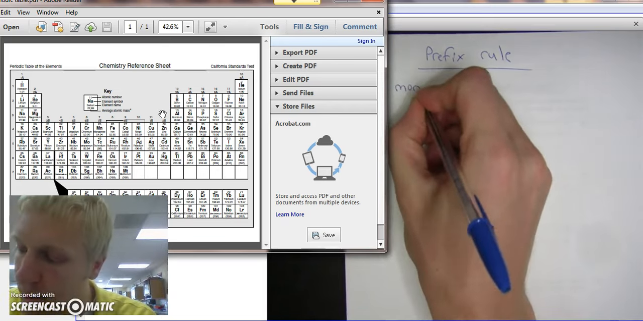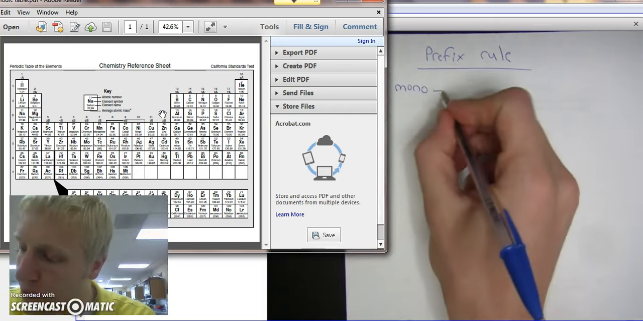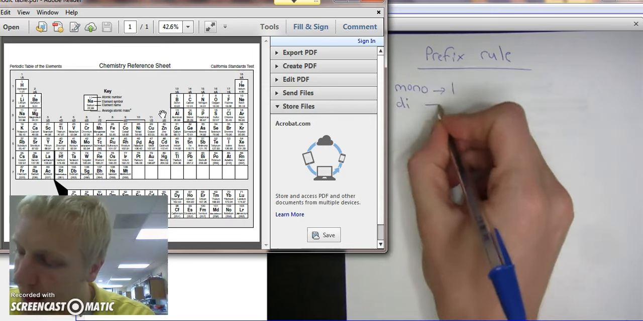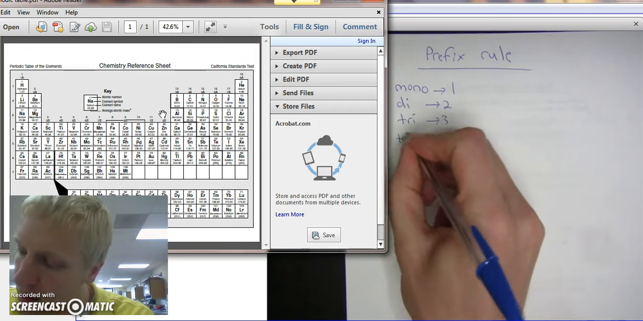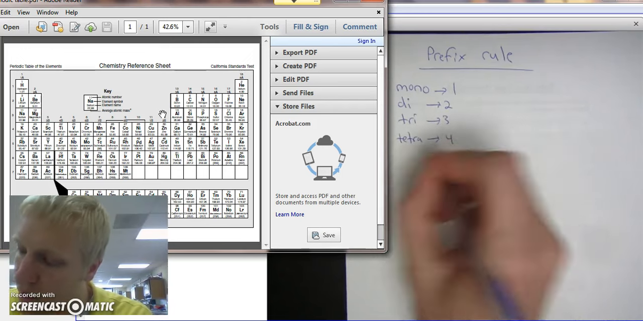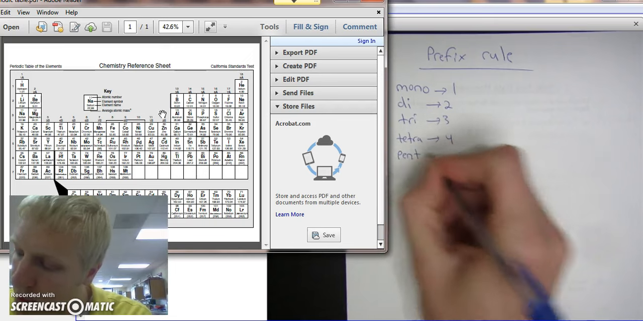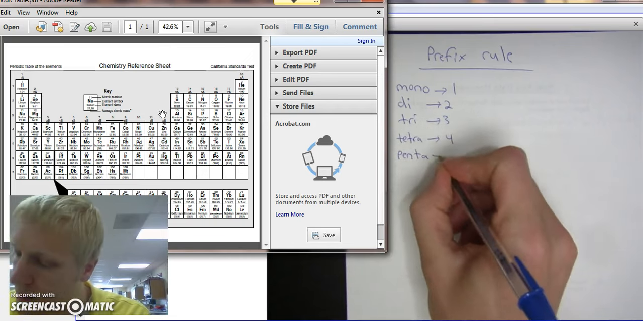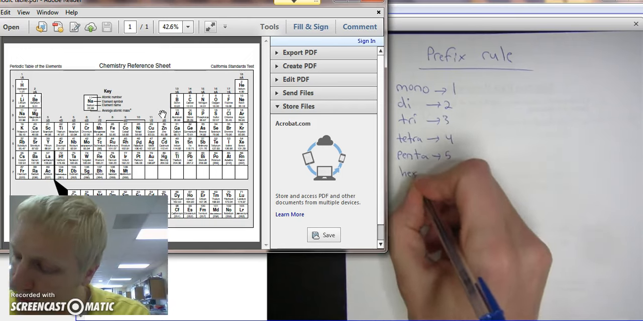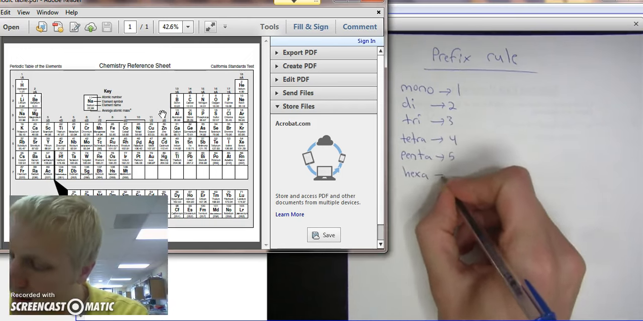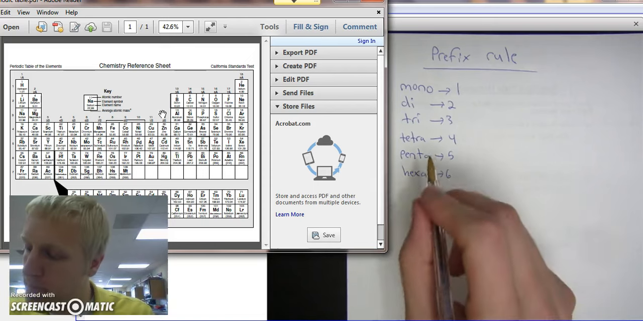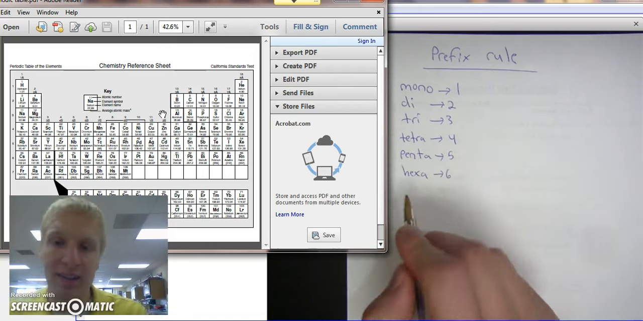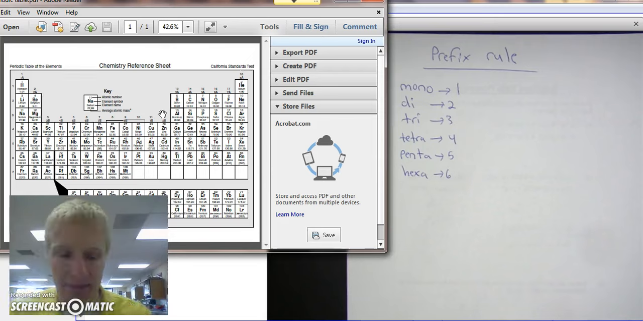and we need to know that mono represents one, di is two, tri is 3, tetra is 4, penta, for like pentagon, is 5, hexa is 6, and so on. So it goes hepta, then there's octa for 8. But the first 6, those are going to be the common ones for this class.